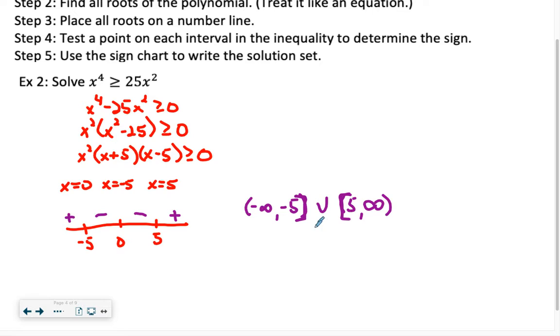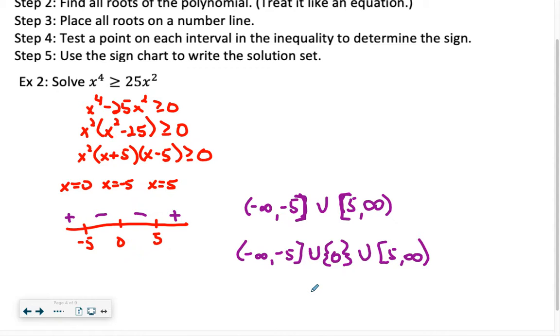What that means is we actually have another part of my answer. Another part of my answer is just going to be the value of 0. So technically, we should have 0 in here. If we just have a single value that we're including, we usually use curly brackets. So technically, this would be my answer.